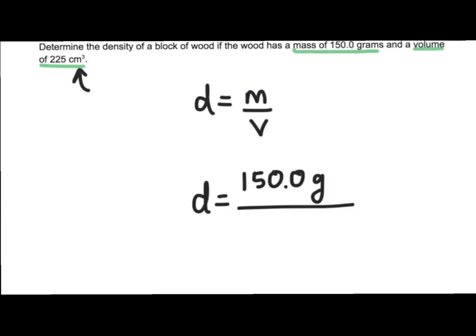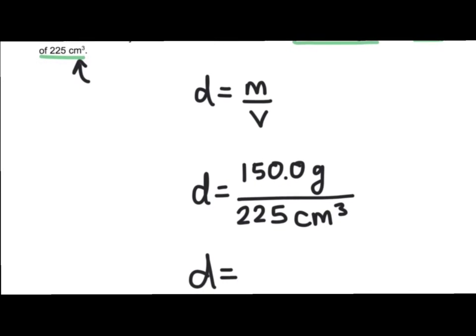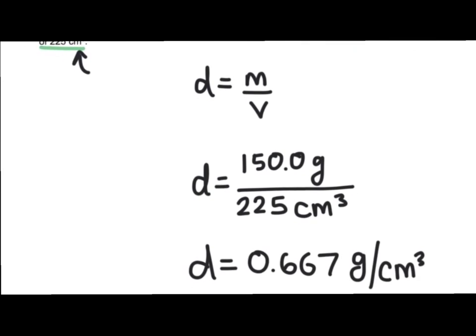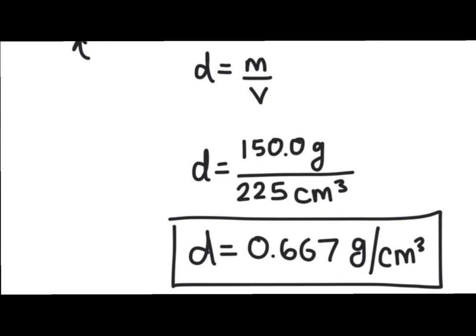So here's our equation, D equals M over V. That's density equals mass divided by volume. We can plug in the numbers. The mass is 150 grams, and the volume is 225 centimeters cubed. So we have 150 divided by 225, and so the density of the block of wood is 0.667 grams per centimeter cubed.